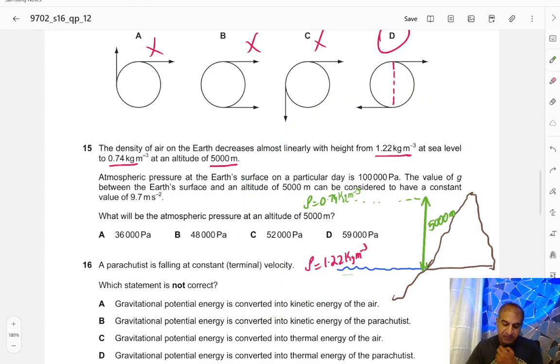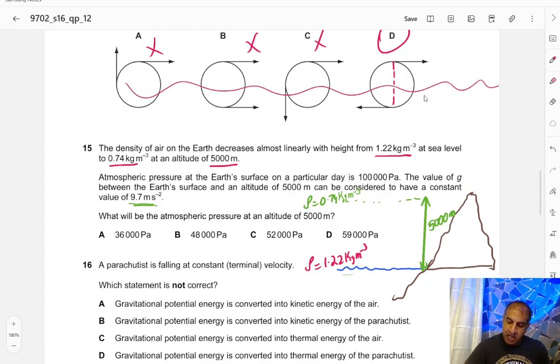The value of g between the Earth's surface and the altitude of 5000 meters can be considered to have a constant value. That means we are not going to be changing the acceleration due to gravity. What will be the atmospheric pressure at an altitude of 5000 meters? Now, this is a difficult question, definitely.